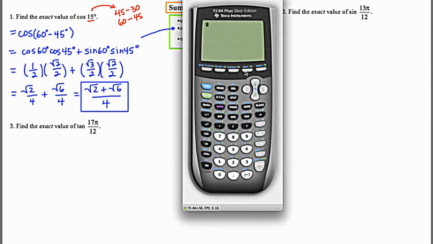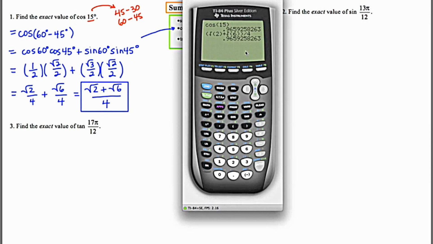I've got my calculator ready to go, and I'm going to type in two things. The first thing will be the cosine of 15, because that's what the original problem is. And I get this decimal, 0.966. Now I'm going to put this radical in, and let's hope that we get the same thing. And you'll notice I get the same decimal each time, which tells me that I did the problem right.